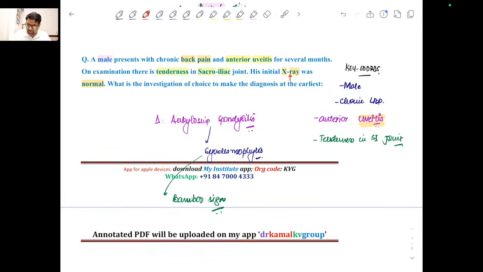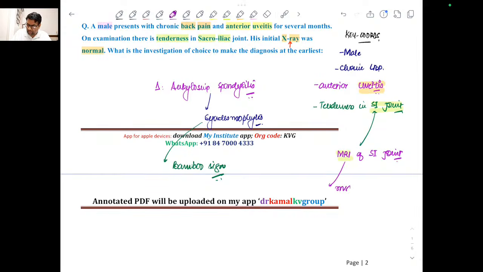So now what we need to do, especially since this is the earliest joint to be involved. The SI joint is the earliest joint to be involved, and usually we can see the changes in X-ray. But if X-ray changes haven't developed yet, then we should go for MRI of the sacroiliac joint. Clear? This will show you marrow edema or maybe some changes of osteitis. Clear? So if X-ray is normal, go for MRI.